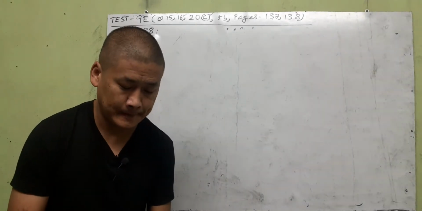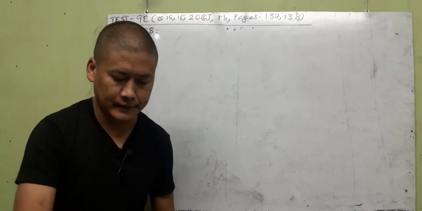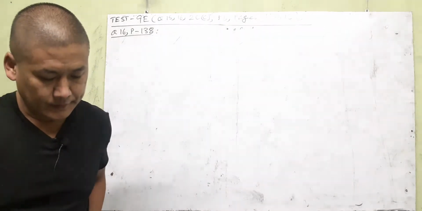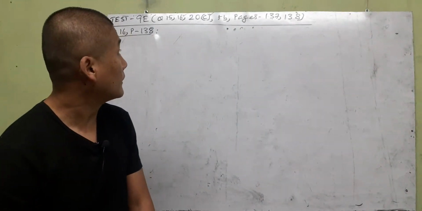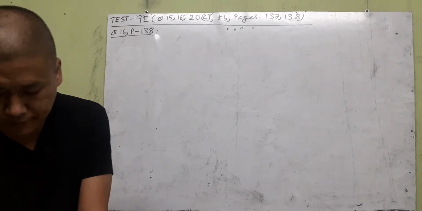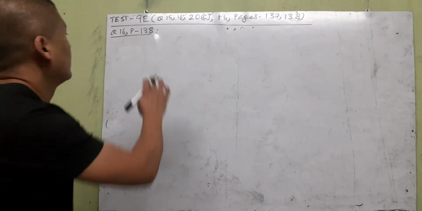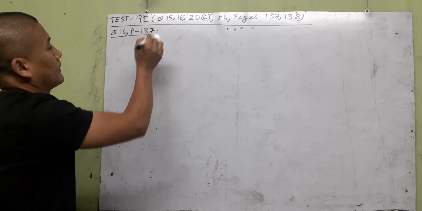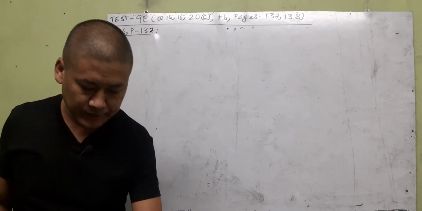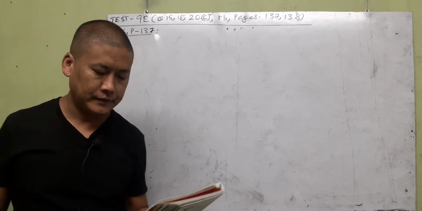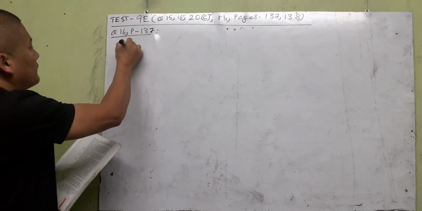9C. A boy of mass 60 kg running at 3 meters per second. Notice the second one, I think, 9C. 16, sorry, 16 is on page 137. Slight correction, 137. Now, an object of mass 100 kg is accelerated. So let us object like before.